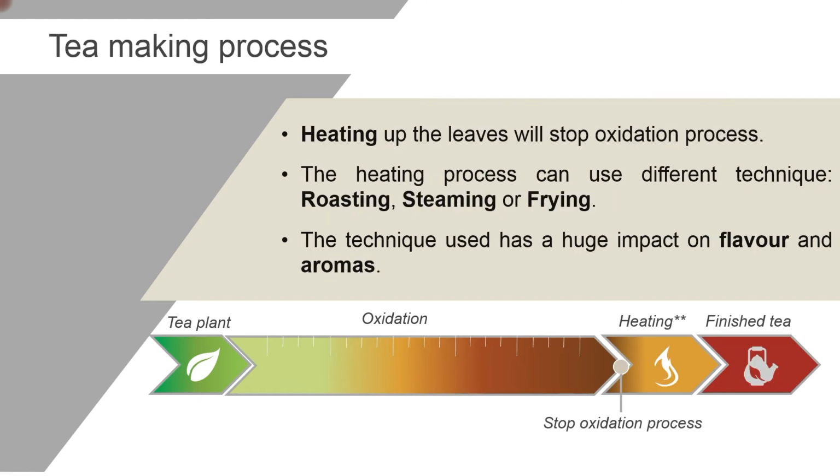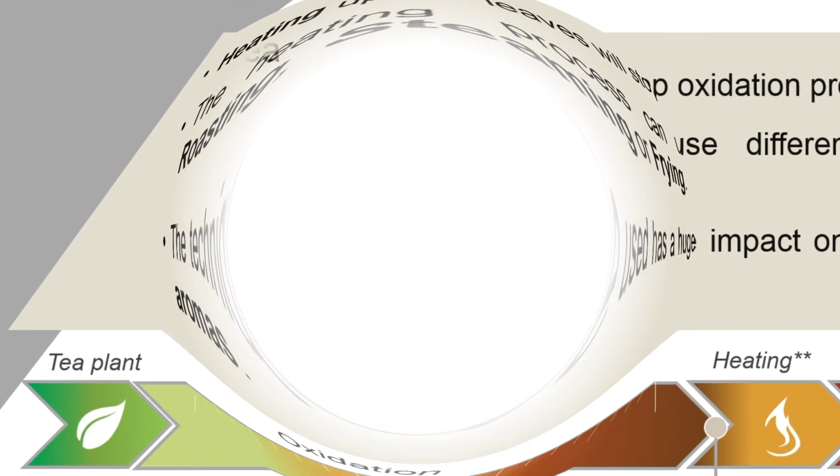Heating up the leaves will stop the oxidation process. The heating process can use different techniques such as roasting, steaming, or frying. The technique used has a huge impact on flavor and aromas.